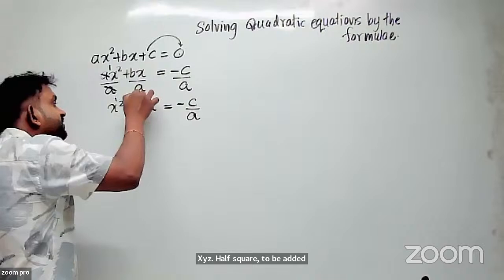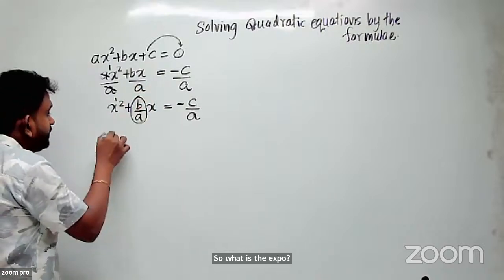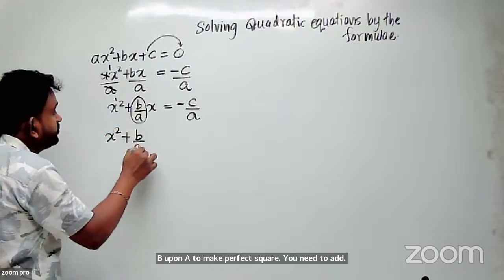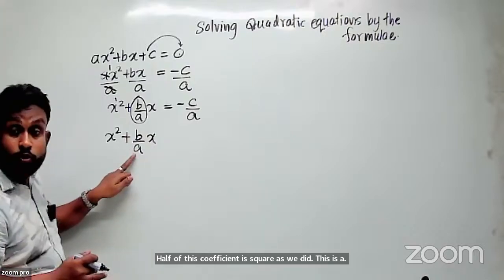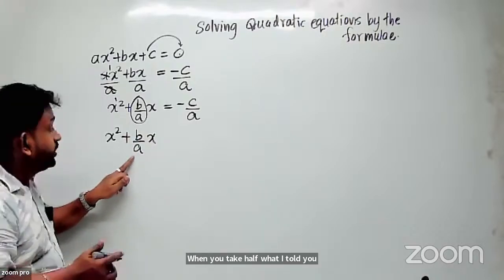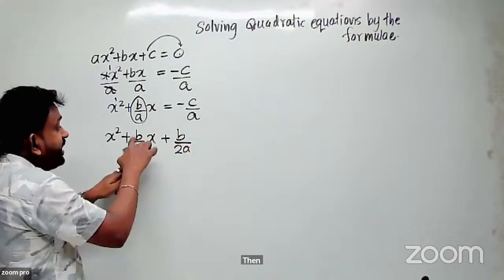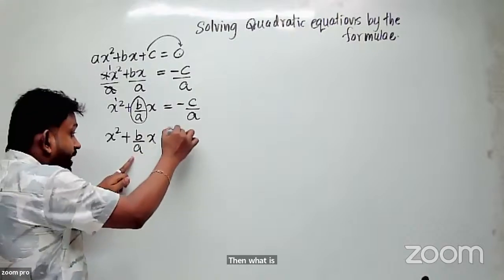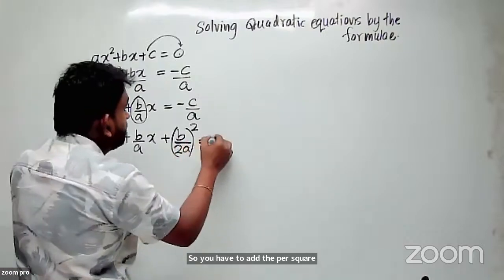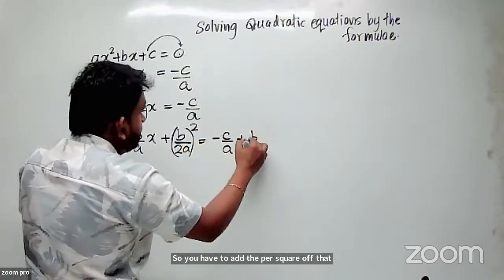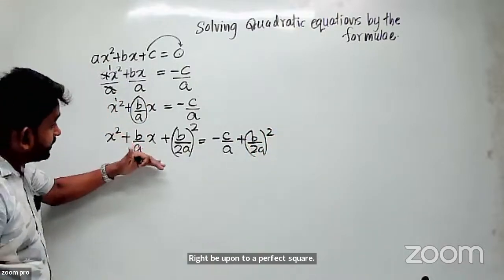So what is the x coefficient? b upon a. To make a perfect square, you need to add half of this coefficient squared, as we did. This is a fraction. When you take half, what I told you, the denominator multiplied by 2. Then what is that? b upon a multiplied by 2 means 2a. That is the half of b upon a. So you have to add the square of that one, not to one side, you have to add to both sides, right? b upon 2a perfect square. Okay, this is for completing the square.